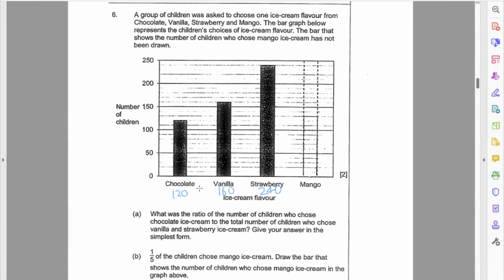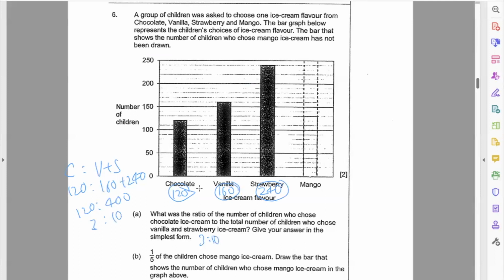So we have chocolates to vanilla plus strawberries. Okay, chocolate is 120. Vanilla plus strawberry ice cream, 160 plus 240, you get 400. Simplify, 3:10. Very simple. So the answer is 3:10 for question 6a.